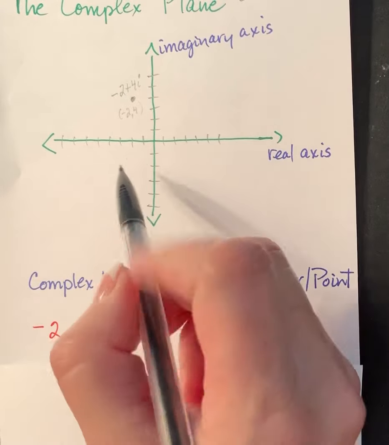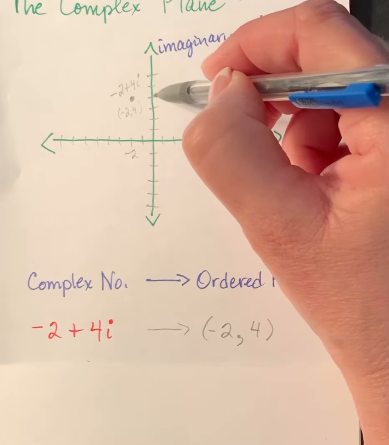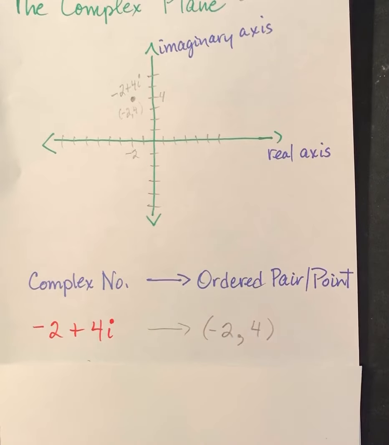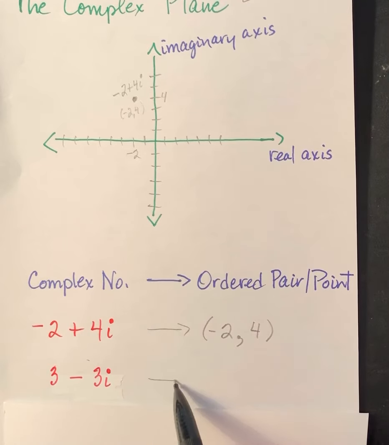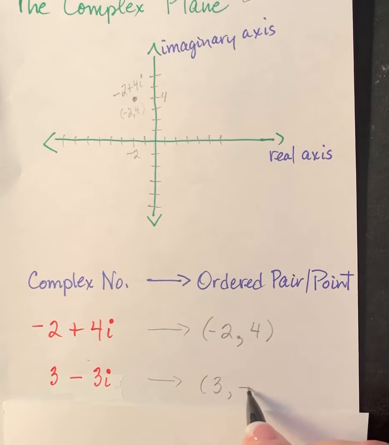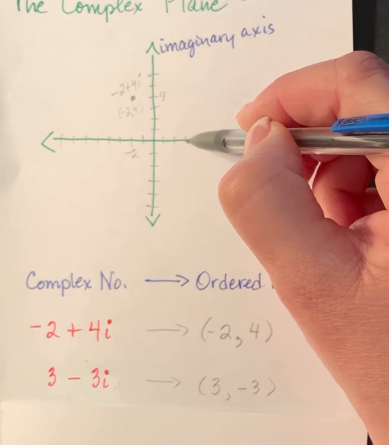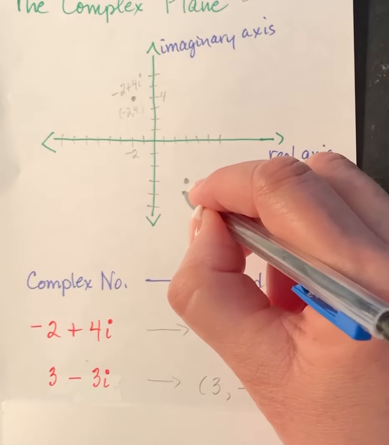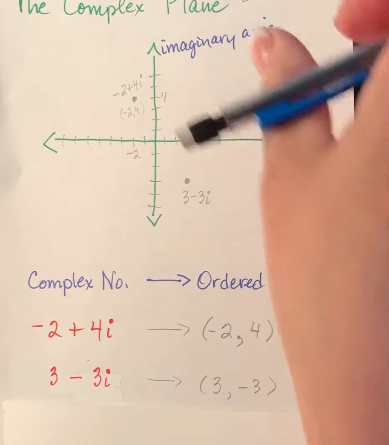So we went to -2 on the real axis, since -2 is the real part, and we went to 4 on the imaginary axis, since the imaginary part was 4. All right, here's another one, 3 minus 3i. So the ordered pair would be (3, -3). All right, this one will end up in the 4th quadrant. So the real part is 3 and the imaginary part is -3. So right there, that one point represents the complex number 3 minus 3i.